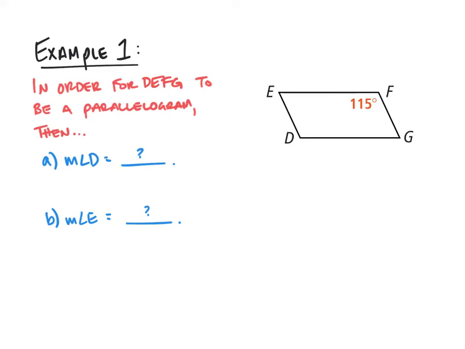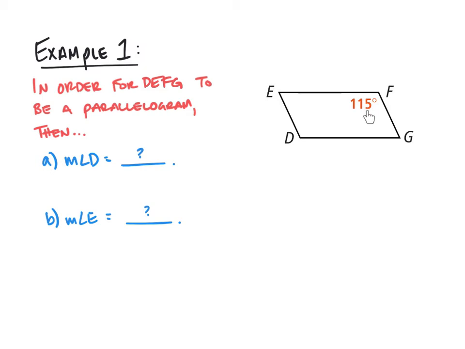All right, so we're going to take a look at a couple problems that utilize those ways that we've learned that we can prove that a given quadrilateral must be a parallelogram. So in this first example, it says, in order for DEFG to be a parallelogram, what does the measure of angle D have to be, and what does the measure of angle E have to be? The only thing that we're given in this picture is that angle F is 115.